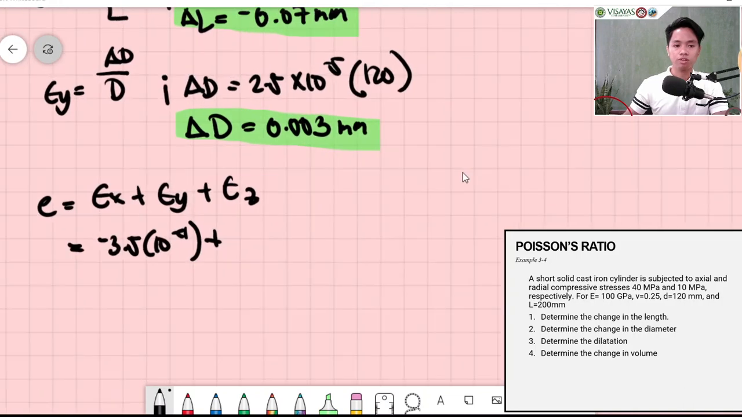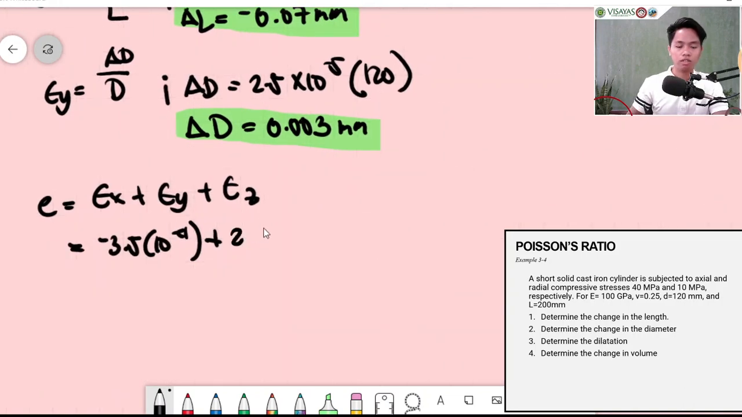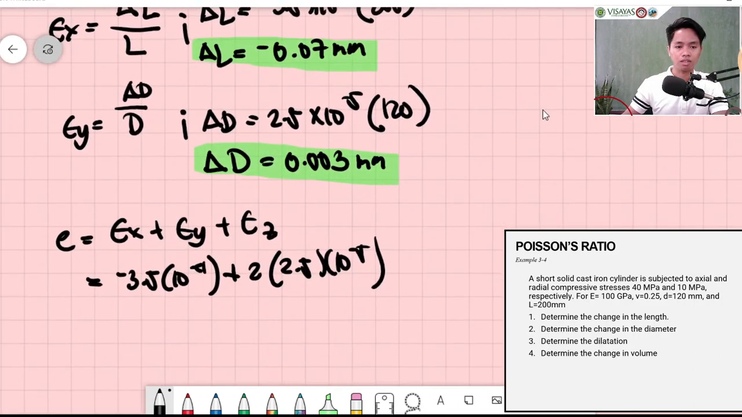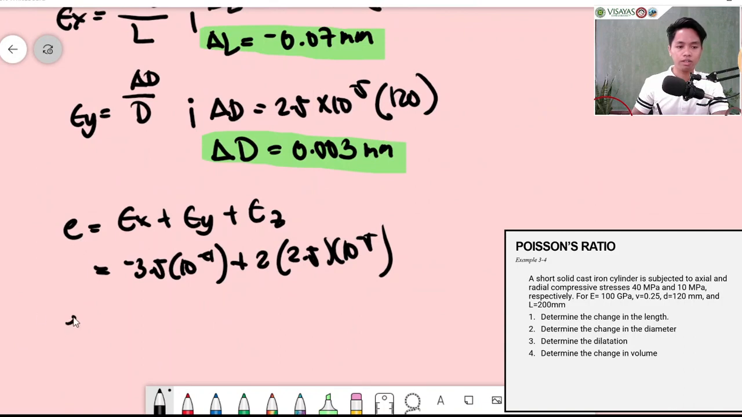Why two, sir? Because your Y and Z are equal, so we multiply by 2, that's 2.5 times 10 to the negative 5. Negative 5. So therefore, our dilatation is equal to negative 3.5 times 10 to the negative 4 plus 2 times 2.5 times 10 to the negative 5. So that would be negative 3 times 10 to the negative 4. That would be our volumetric strain.